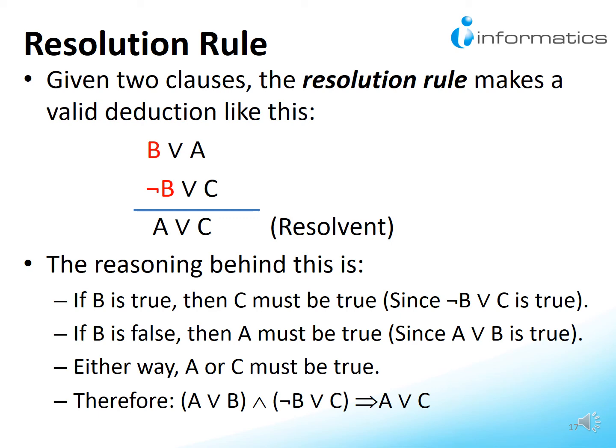The reasoning behind the resolution rule is as follows. If B is true, then not B must be false, therefore C must be true, and the resolvent is true. If B is false, then A must be true, and again the resolvent is true. In either way, A or C must be true, so the resolvent as a conclusion is always true when the two premises are true.